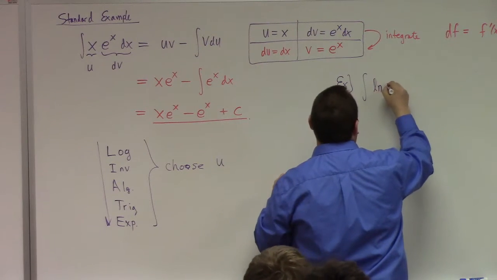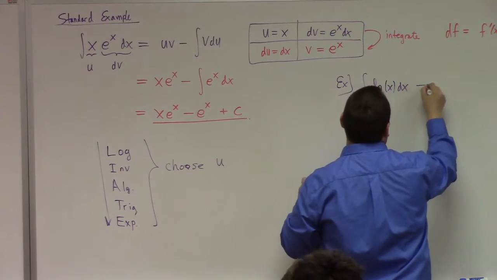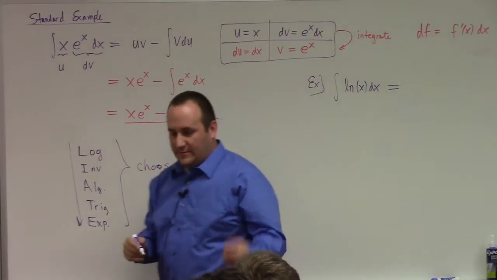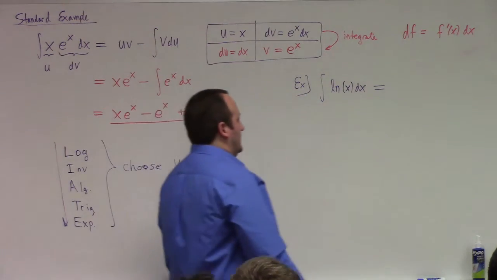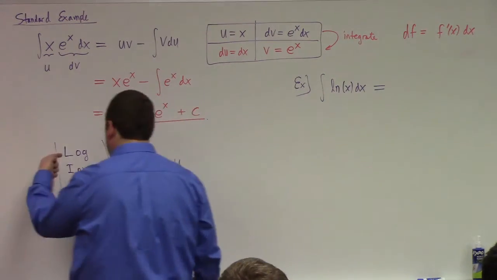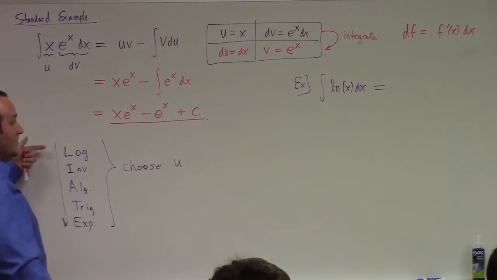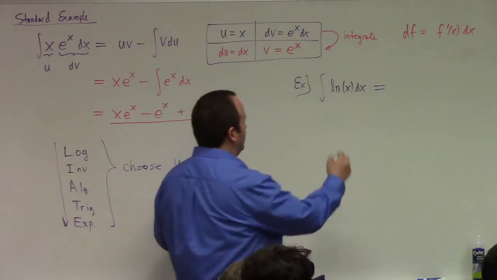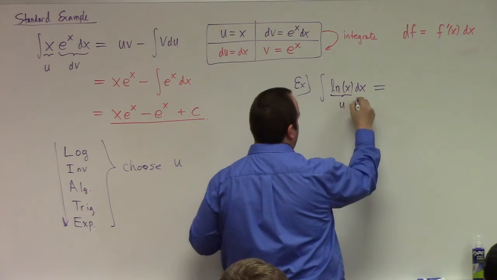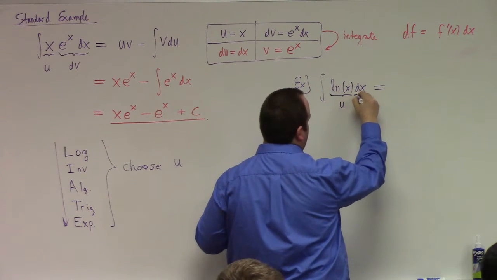The integral of the natural log of x dx. How do we do this one? By the way, we can't do this with u substitution. You can try all day long. You can't do it. So I go log. Oh, wait a minute. It's got a log. Log is definitely there. So this is going to be u, and by process of elimination, what's left has to be dv.